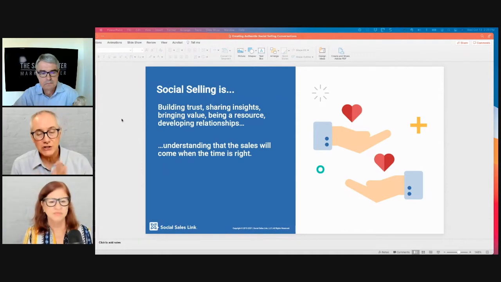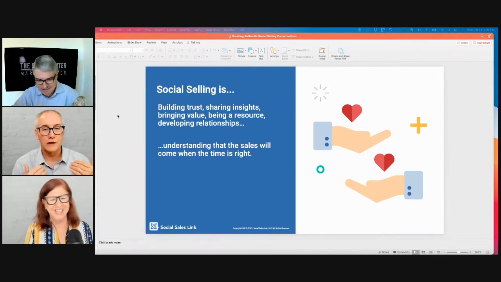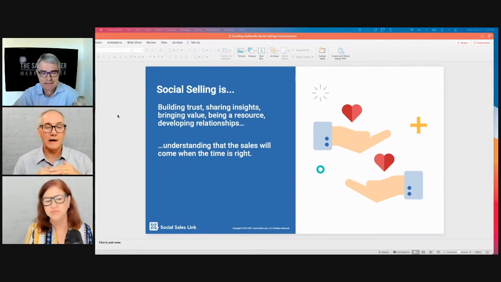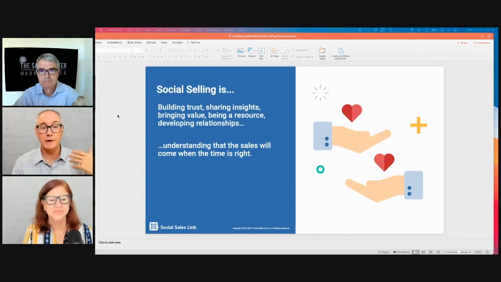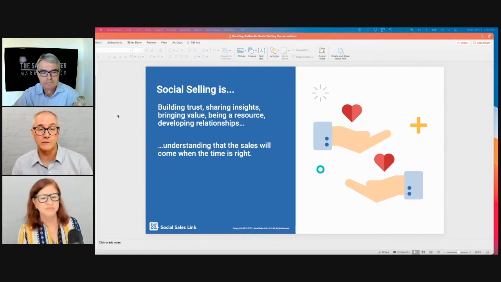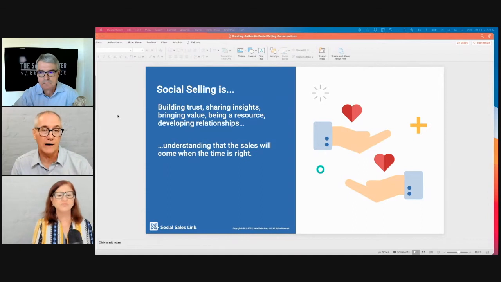And where we start with that, and Bryn stole my line before, but that's okay, because I probably stole it from her originally. All roads lead back to your profile. The profile is the foundation of everything that we teach, because that's really where we begin to attract, teach, and engage them. That's really where we begin to build trust, share insights, bring that value, and start developing those relationships. So let's talk about the profile quickly.